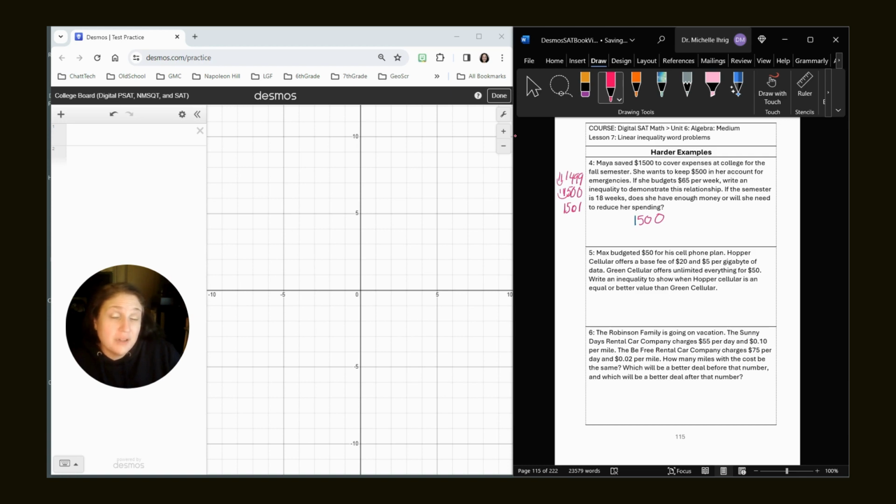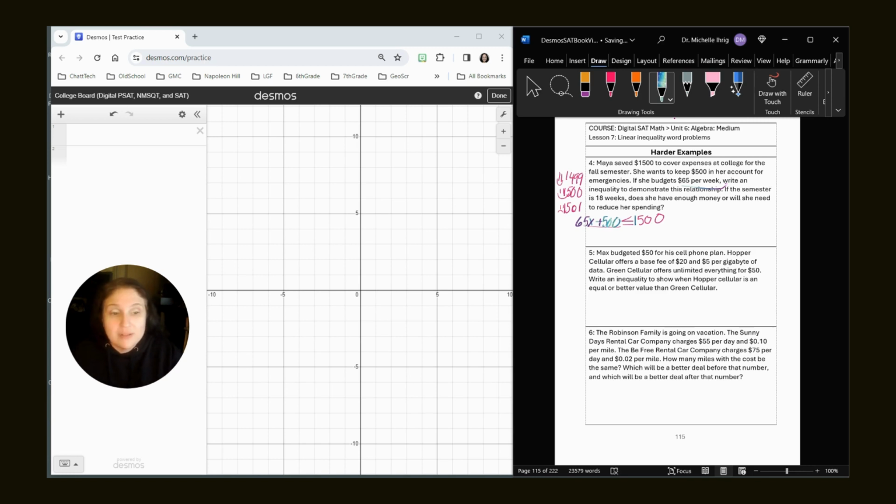If she needs to spend $1,501, with the $500 being part of that, is that okay? No, because she only has $1,500. So our inequality has to be less than or equal to 1,500. It has to be $1,499 or 1,500 or anything lower than that. So now we know that it says $65 per week, so that'll be 65x. But $500 is hanging out in savings for emergencies. So now we've just written our inequality.